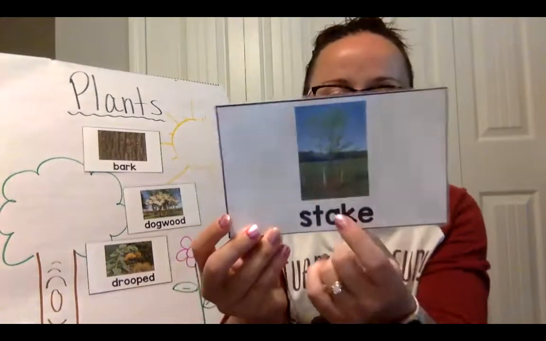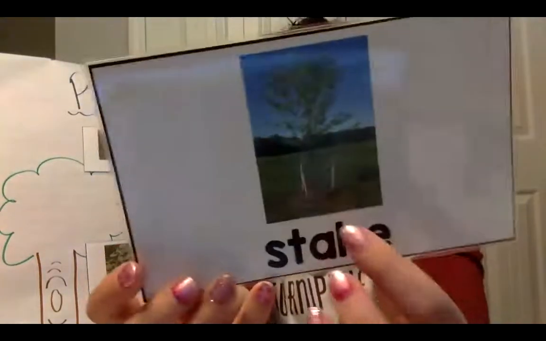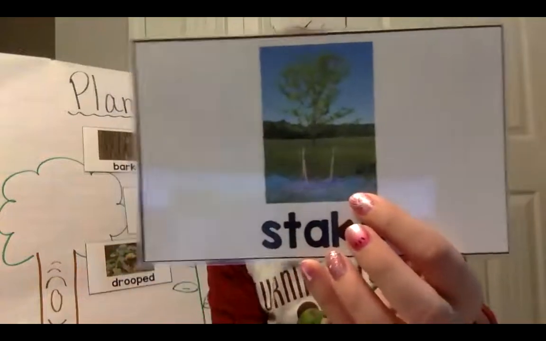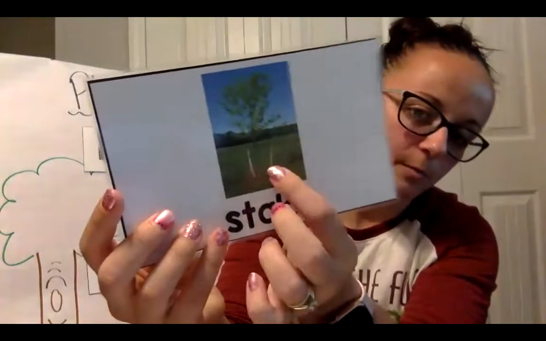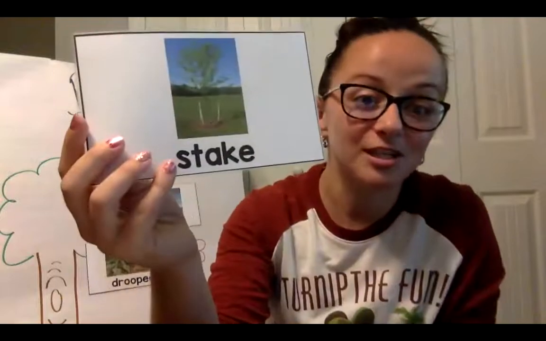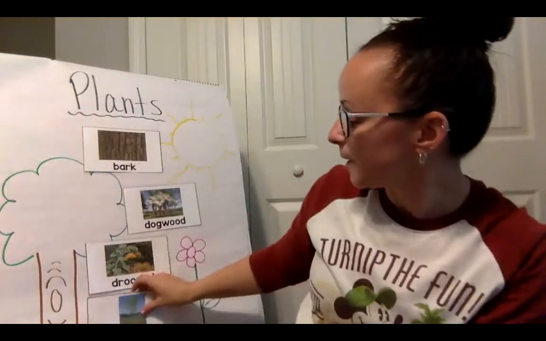Then the last one is stake. So if we use the picture to help us, this shows that there are some sticks or some wooden posts to help keep the tree straight and strong. Okay? All right, so let's get going with Poppleton.